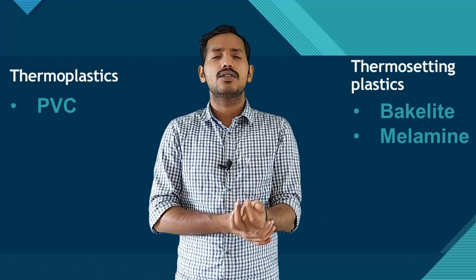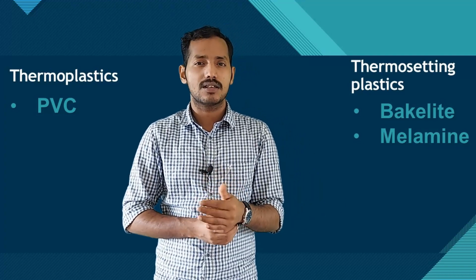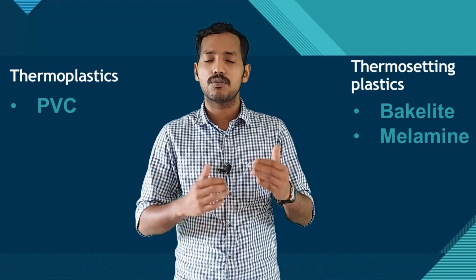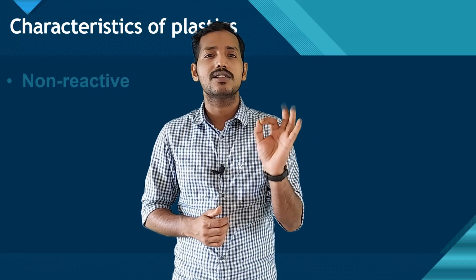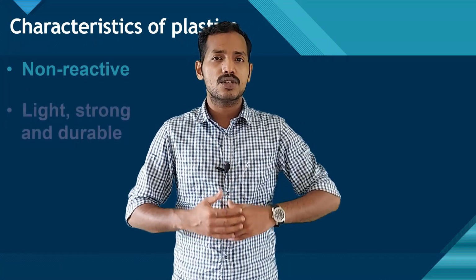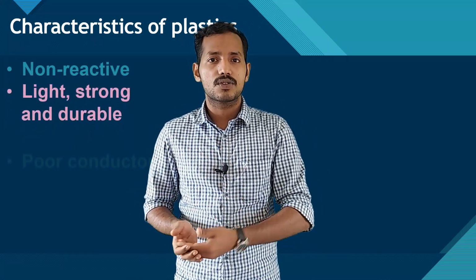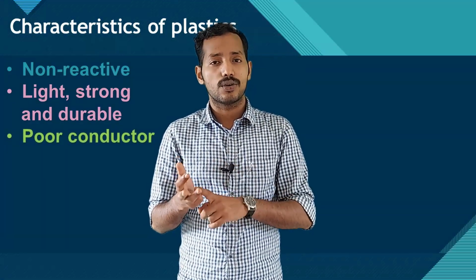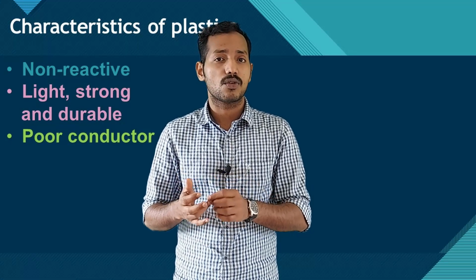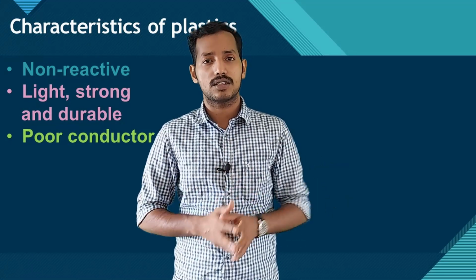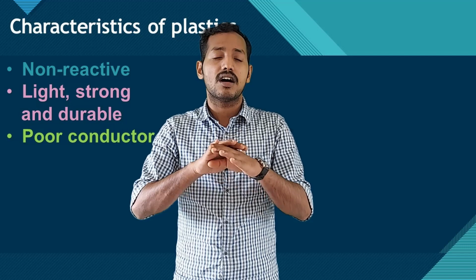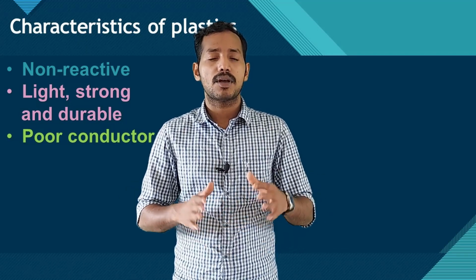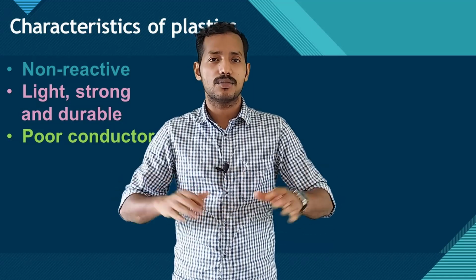Then why are we using plastics in such large amounts? The reason is the certain characteristics of plastics. The first one is that plastic is non-reactive. That means it does not react with foodstuffs or chemicals. Because of this, it is used for storing foodstuffs. Also, it is used for storing chemicals in the laboratories, because plastics are non-reactive.